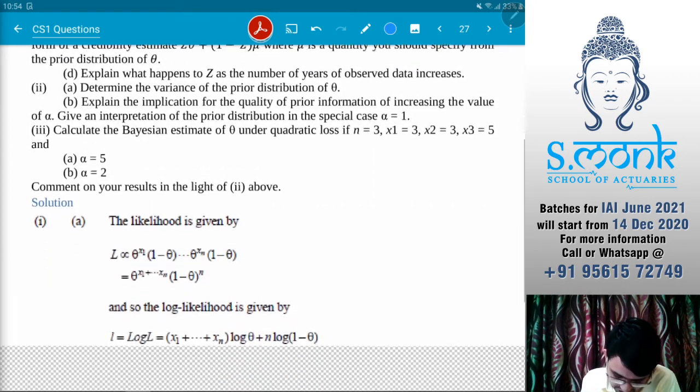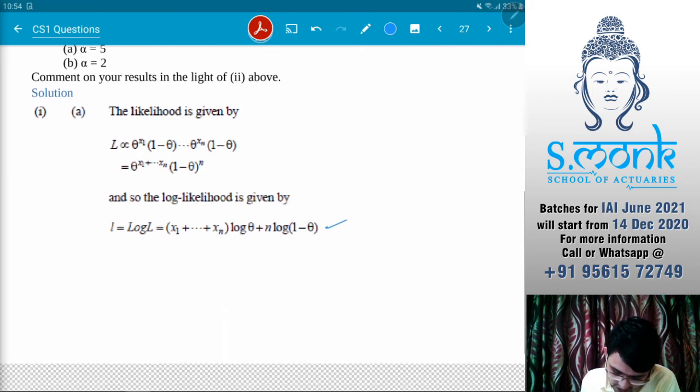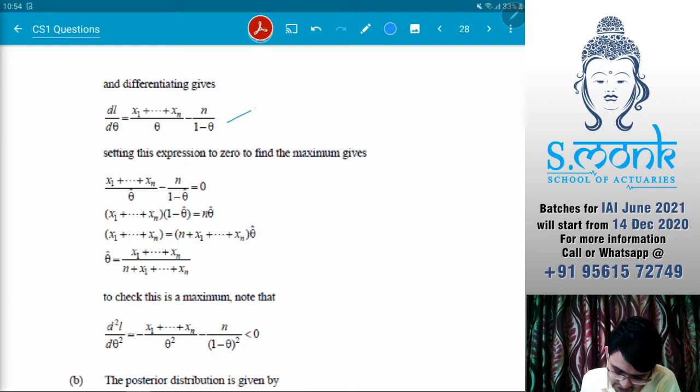It's going to be straightforward. Likelihood, okay, log likelihood, differentiate, equate to 0, find your estimate value. Okay, so we are getting summation x upon n plus summation x as our theta hat.